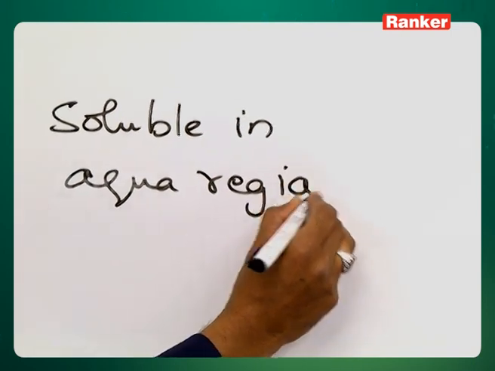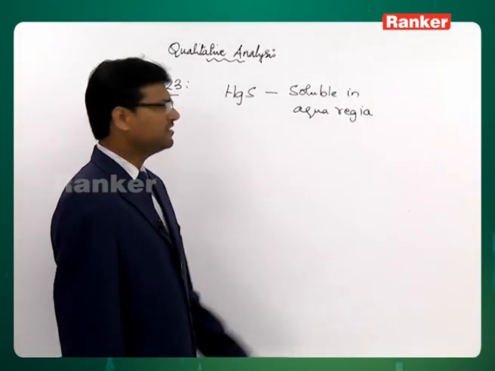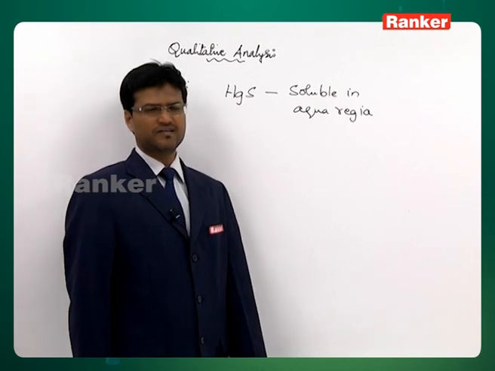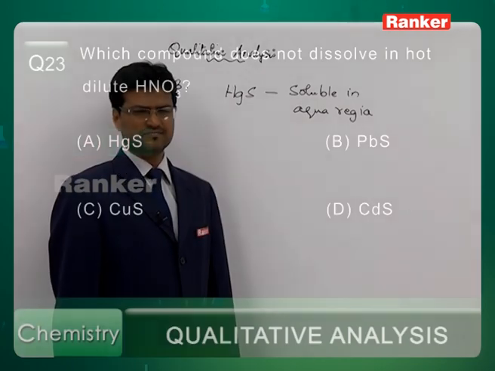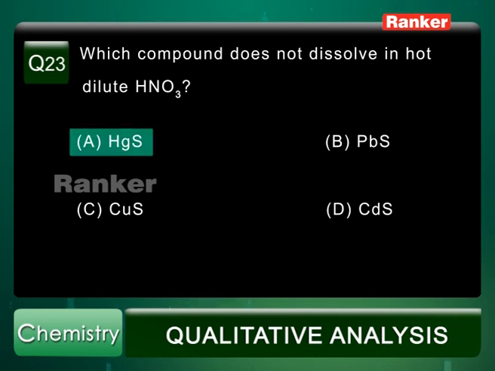Aqua regia is a mixture of HNO3 and HCl. So, this is soluble in aqua regia, others are soluble in dilute HNO3. So, the correct answer is A, HgS.